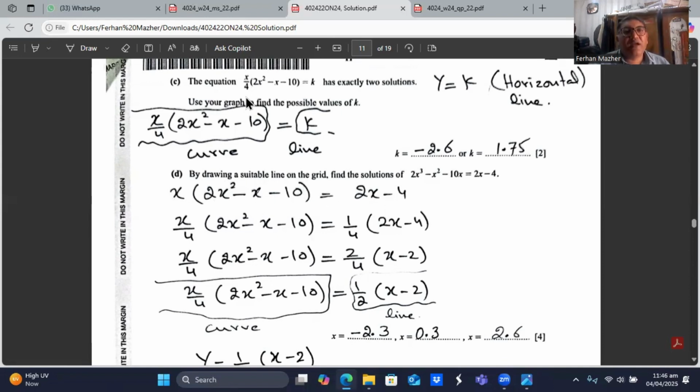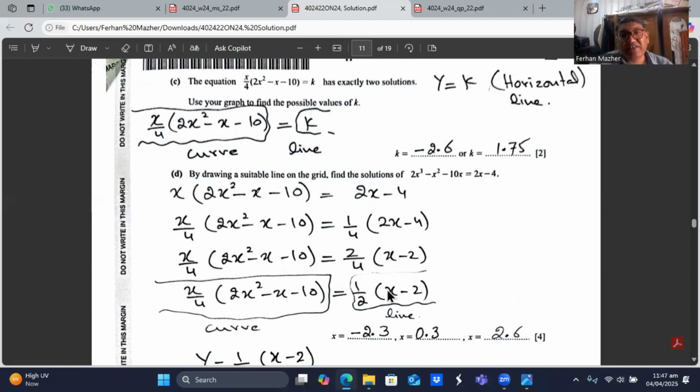And in here you have 4. So on both sides, I will divide by 4. So then you have x by 4, 2x squared minus x minus 10 equals. From here inside, I can take 2 common. So this 2 and 4 will be canceled. So here x by 4 bracket 2x squared minus x minus 10. So on the left side, you see I have that expression whose curve we have already drawn there. And on this side, this is a line, 1 by 2 bracket x minus 2 bracket close.